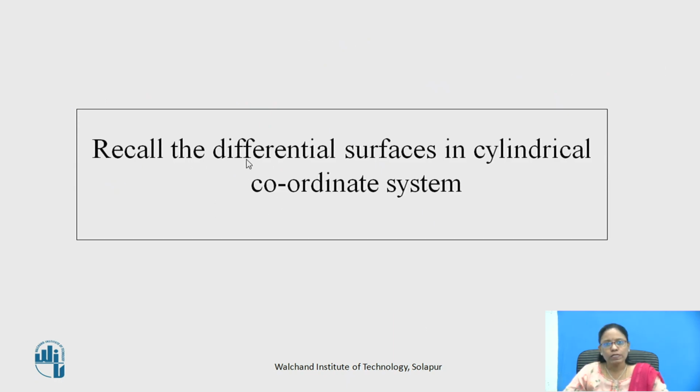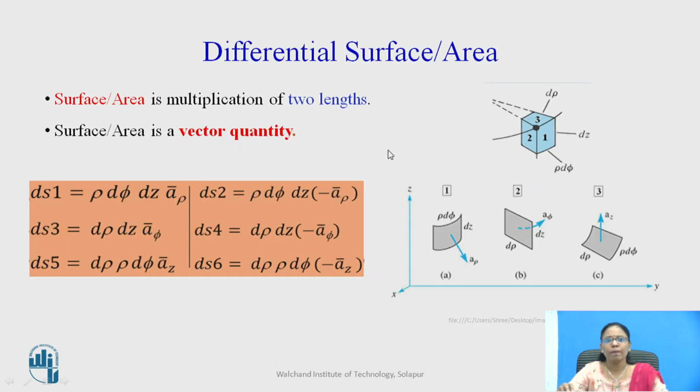To write the surface, let us recall the different surfaces in the cylindrical coordinate system. I have prepared a video on the cylindrical coordinate system where I explained how to write the differential surfaces. The surface or area is the multiplication of two lengths. This is a small section, or a differential volume element, of the cylinder. The surface or area is a vector quantity.